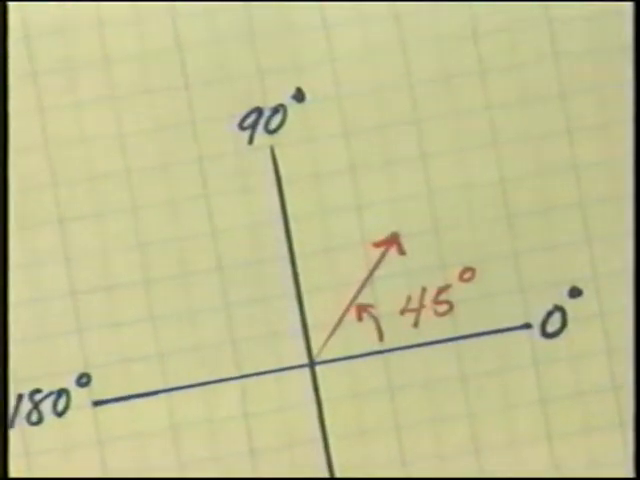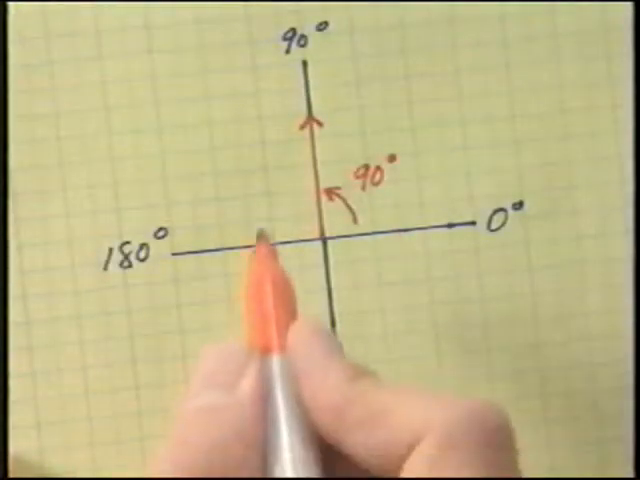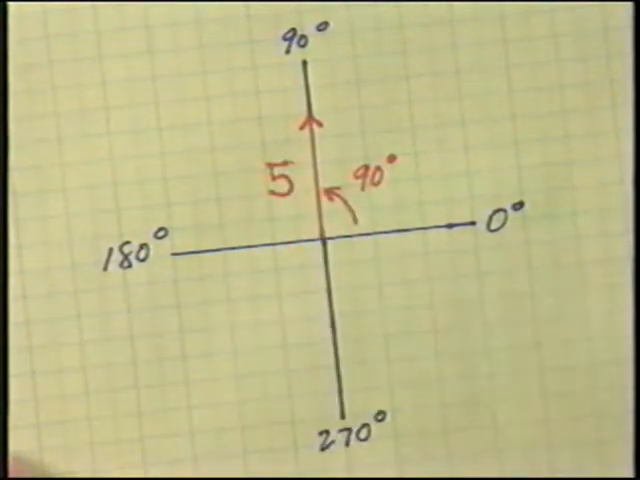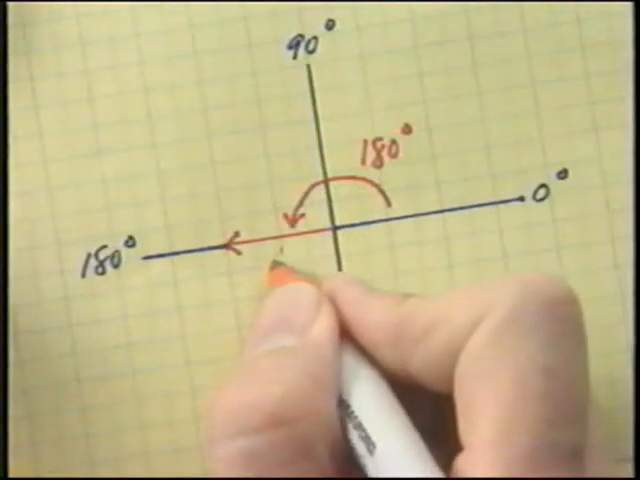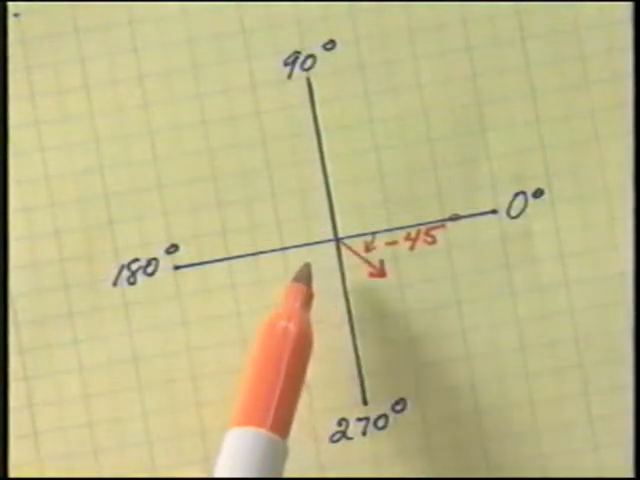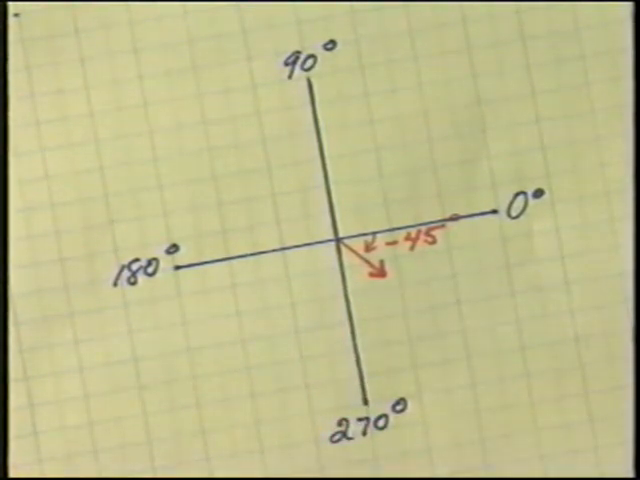Let's try reading some example phasors. Here is a phasor with a length of 3 and an angle of 45 degrees. Here's another phasor with a length of 5 and an angle of 90 degrees. In this third example is a phasor with a length of 4 and an angle of 180 degrees. And finally, here's one whose length is 1.5 and whose phase angle is minus 45 degrees.